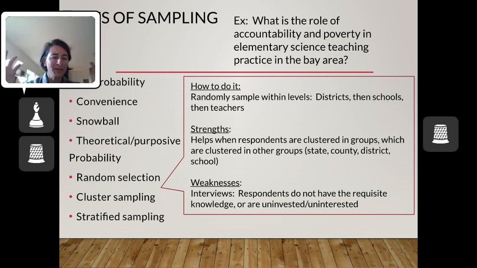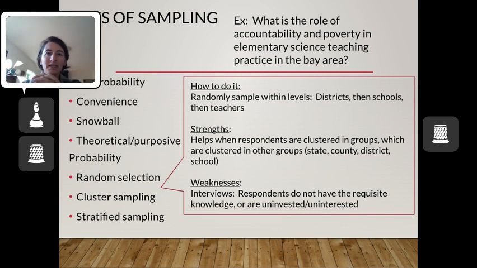sometimes you end up with the wrong people, right? Maybe again, if I'm randomly selecting, am I going to get districts that are in program improvement and districts that are not? We don't know because I haven't directed the sampling at all. It's completely random. So that can be a weakness.